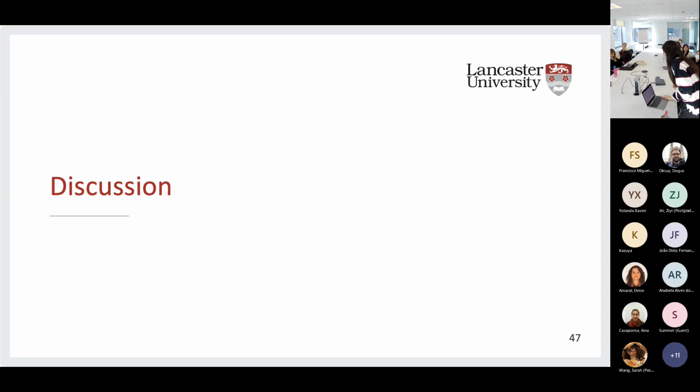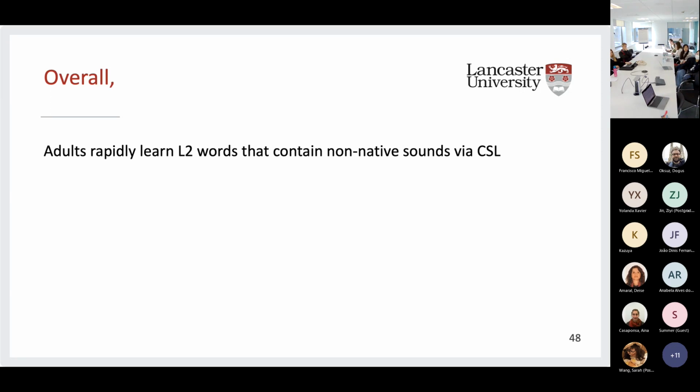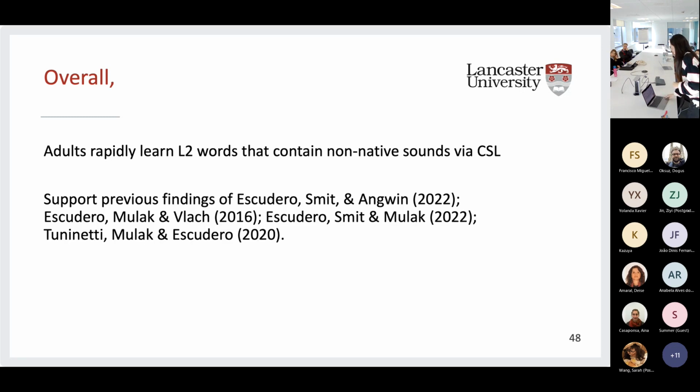So that's our results. And what they mean is that overall, adult learners can learn the L2 words which contain non-native sounds, the tones. They can learn them. This supports previous findings I just introduced. And it adds to them because we looked at a suprasegmental, a tonal cue here, on top of the phonemic differences, the phonemic cues.